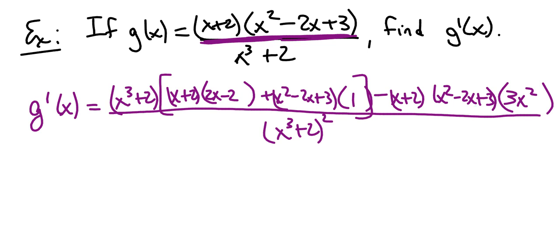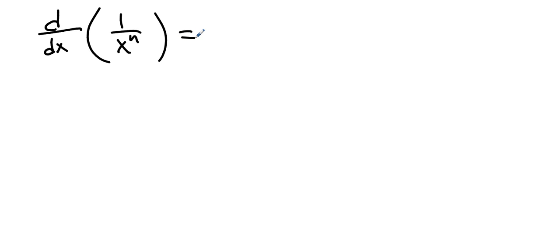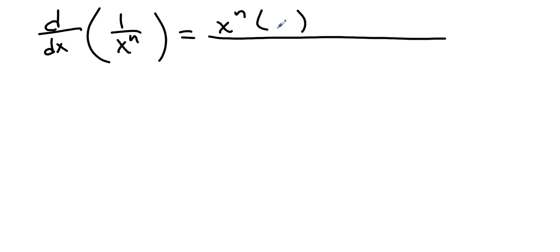Speaking of being done, our video is almost done. I have one more thing that I should talk about. What about 1 over x to the n? We talked about how to take the derivative of x to the n. How do we take the derivative of 1 over x to the n? Well, the derivative of 1 over x to the n, that's a quotient. So it's bottom times the derivative of the top minus the top times the derivative of the bottom.